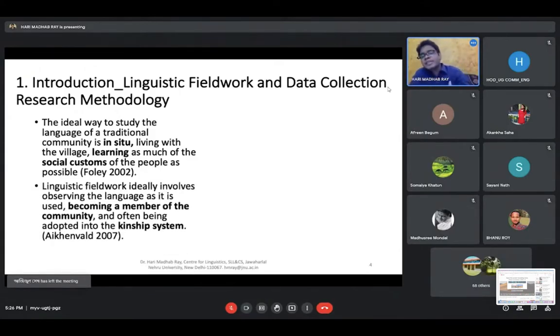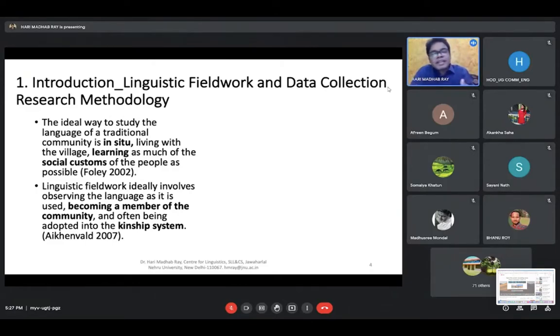And one of the prominent figures, especially in field linguistics and language documentation, is Professor Aikhenvald. She said that, while we are trying to observe the language, you have to become a member of the community, often being adopted into the kinship system. In contrast, in the generative tradition, they do not go into the field and collect data based on their intuition, in an armchair linguistics point of view, sitting comfortably on a chair floating theories and hypotheses and trying to validate a hypothesis using intuition, which is not possible basically. You have to go into the field, make your feet dirty, you see.